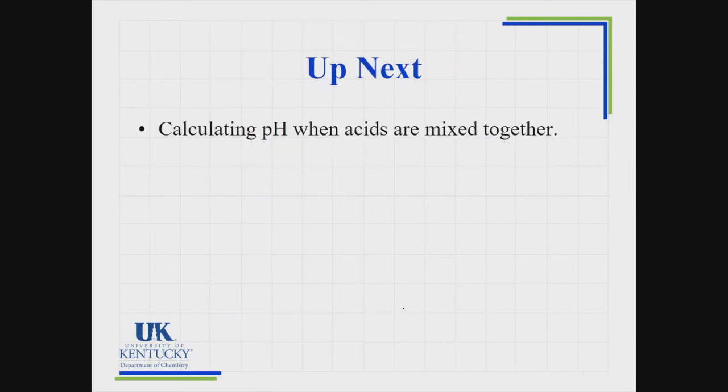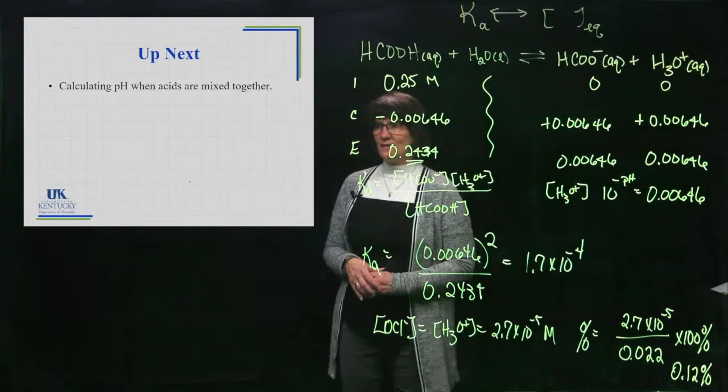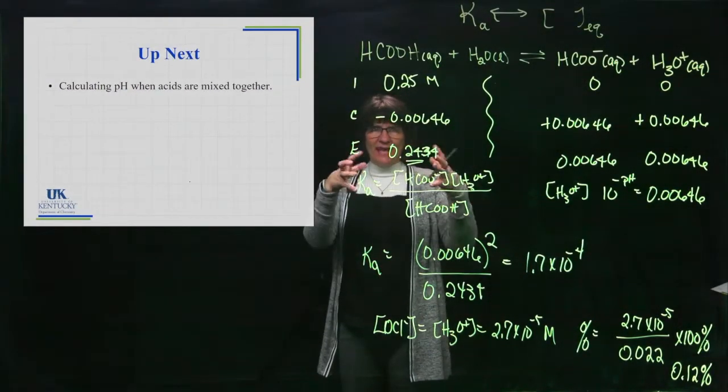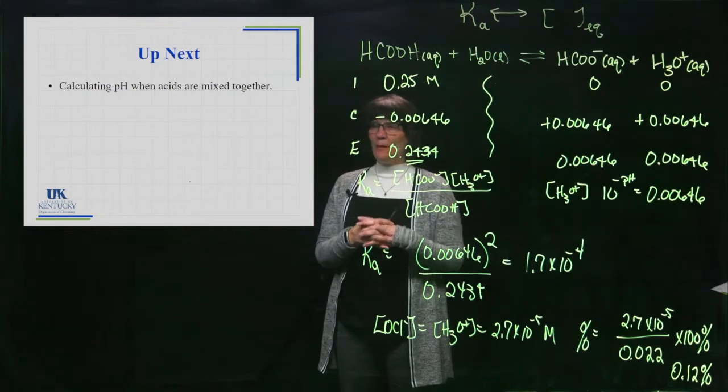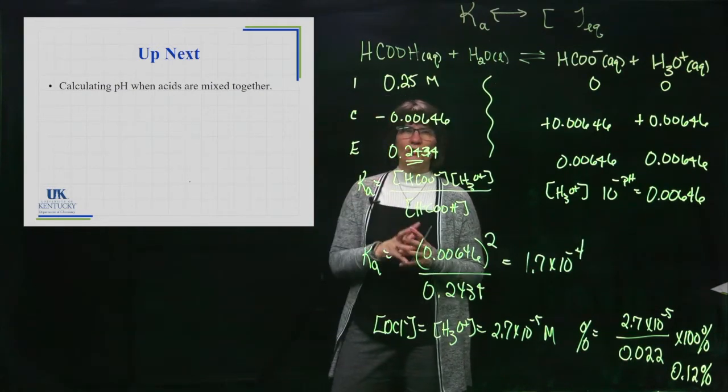All right, so what we've got to look at next is what to do if we have a mixture of acids. So we're going to take multiple acids and add them together, and we're going to be able to calculate the pH of those mixtures as we go to our next lesson.